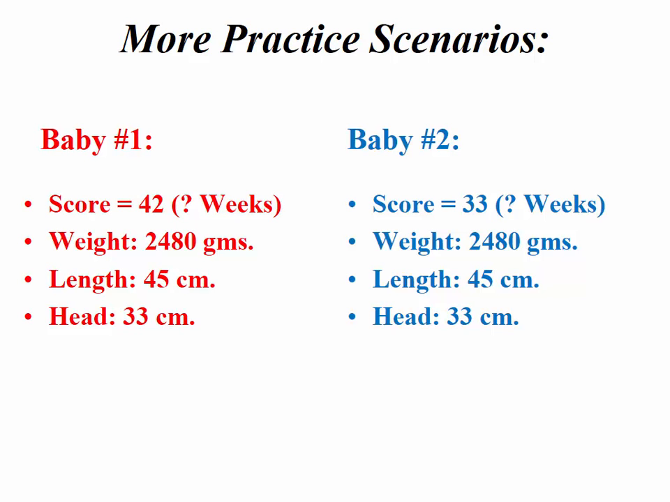If your score is 42, that's 41. Your baby's 41 weeks. So when we flip this paper over, we're going to circle the 41, right? So flip your paper over and circle your 41, and then let's fill in your measurements. Weight is 2,480 grams. Length is 45, and head is 33. 41 weeks, so plot that out.